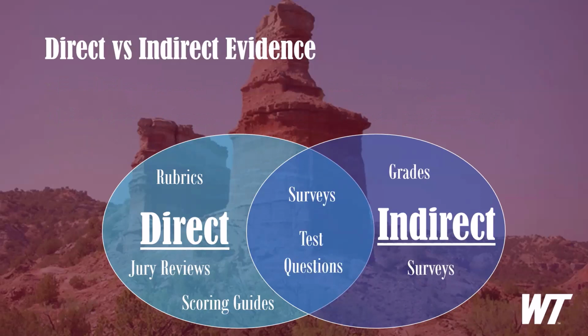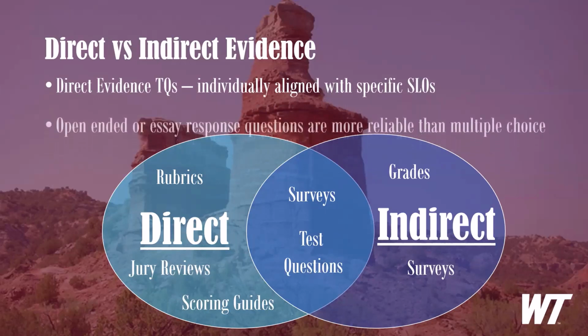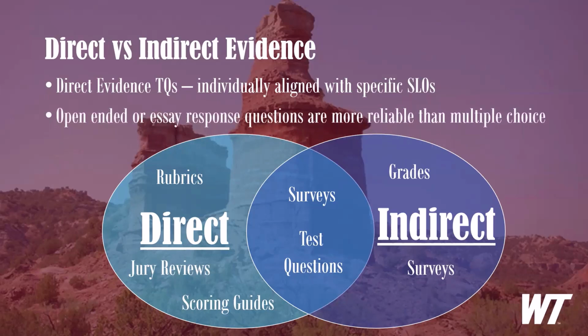Test questions can also fall into either category. If the test questions are individually aligned with specific outcomes, then they can be seen as direct evidence. Using open-ended questions or essay response questions opens the door for students to go into more detail about the outcomes that are being measured. This increases the reliability behind the evidence being gathered. Multiple choice questions can be described as direct evidence as well. However, these types of questions could decrease reliability. Did the student actually meet the outcome, or did they guess the right answer? Multiple choice questions are not bad tools to use. However, it is encouraged to find better methods of gathering direct evidence to measure learning outcomes.